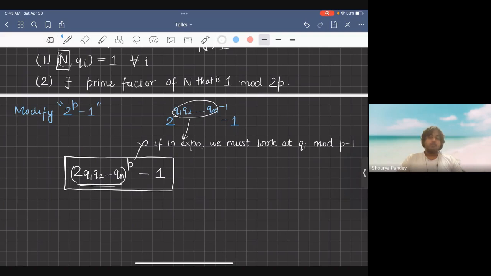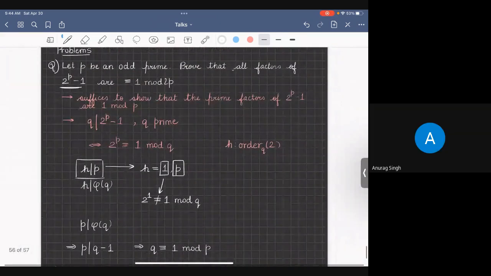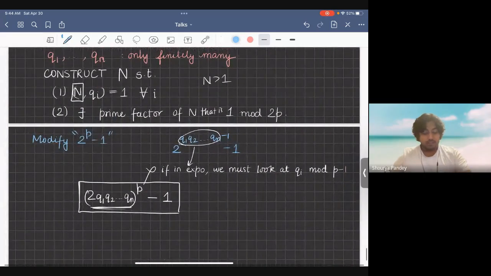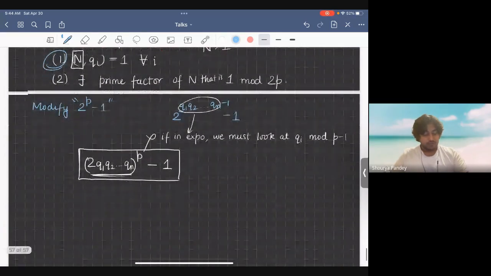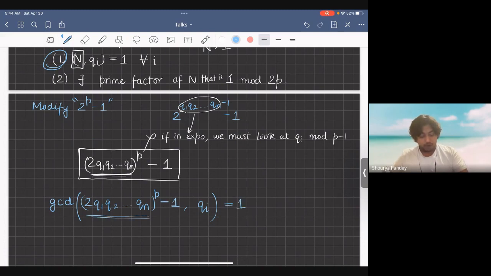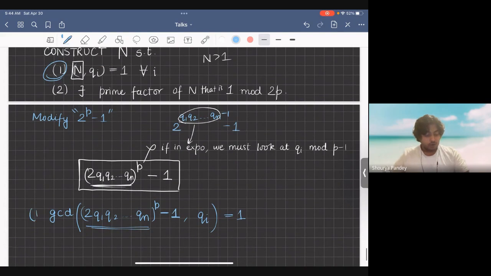What can we say about this? What can we say about the prime factors of this? Very similar to what we did here, we get that they are co-prime to all such finite primes. Yes, this step is already done, right? Because note that the GCD of 2q1 q2 up to qn to the power p minus 1 and qi is exactly 1, because this is a multiple of qi and so we have a minus 1. So the first condition is already satisfied.